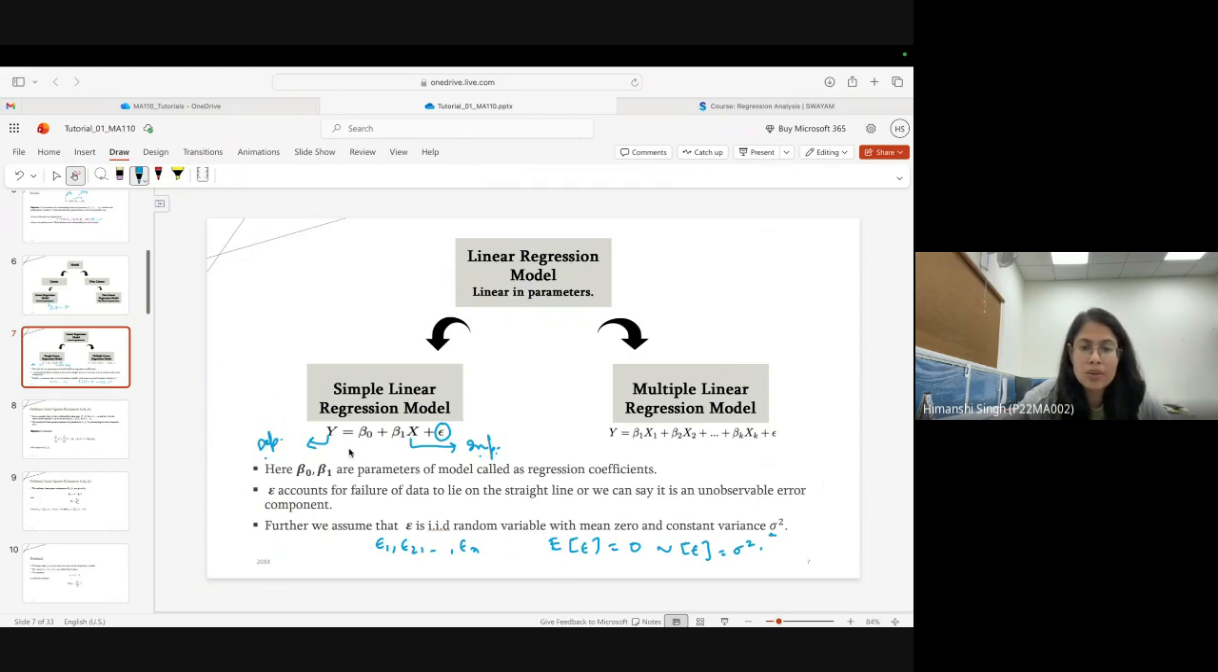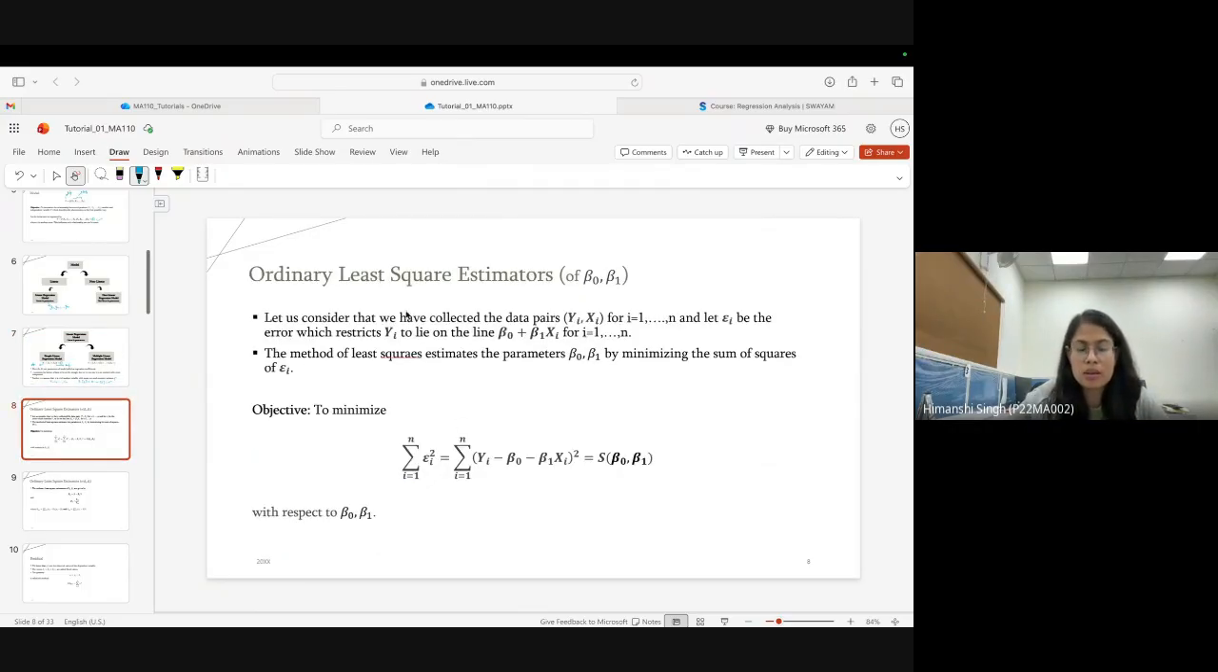Now, we do not know what beta naught and beta 1 are, so we want to estimate them. The method for estimating them is the ordinary least squares estimators of beta naught and beta 1. How do we estimate them? Basically, we will be minimizing the sum of the squares of the errors. Suppose I have the observations y1, y2 till yn, and I have the model yi equals beta naught plus beta 1 xi.